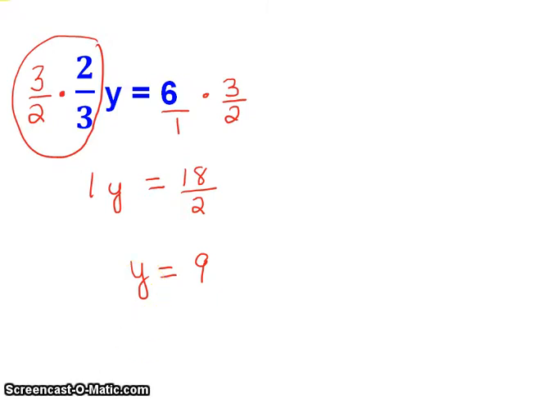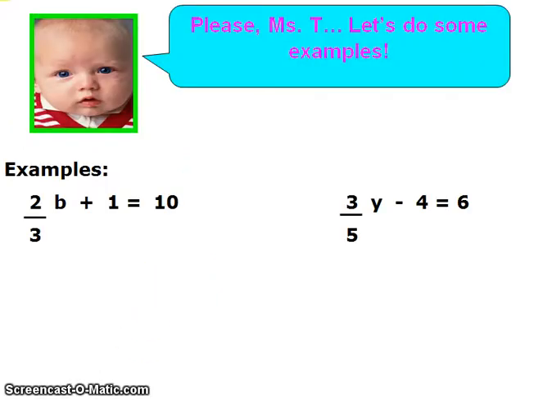Okay, now that we've done a little bit of reviewing, let's go ahead and solve the two-step equations which contain fractions. Remember, first you always want to undo any addition or subtraction first. So in the first example here, we're going to undo that +1 by subtracting 1 from both sides. So on the right, I now have 9. On the left side, the 1's are gone, and I have 2/3 times b equals 9.